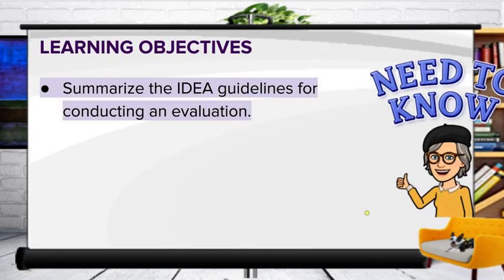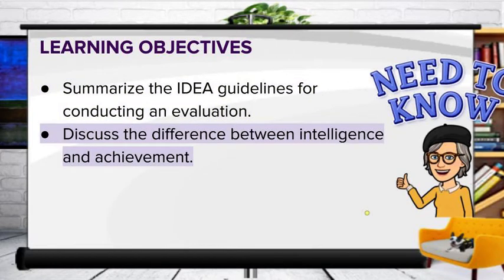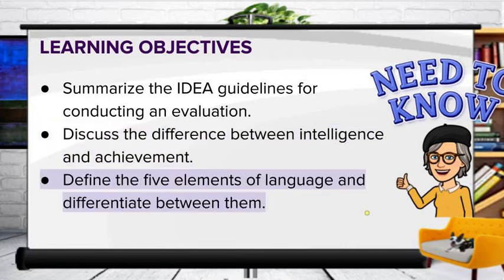First, you should be able to summarize the IDEA guidelines for how we conduct an evaluation. Second, you want to be able to discuss the difference between intelligence and achievement. And then third, you want to be able to define the 5 elements of language and differentiate between them. This is going to be really important for you to have those down really solidly.